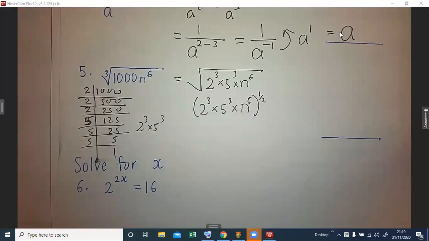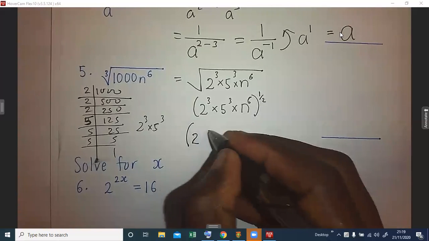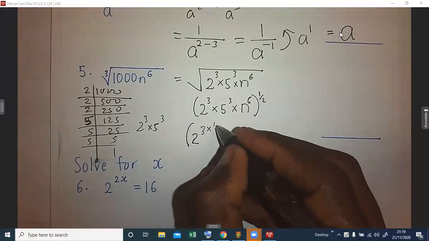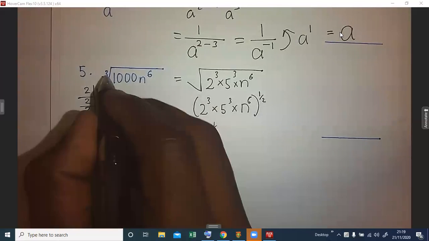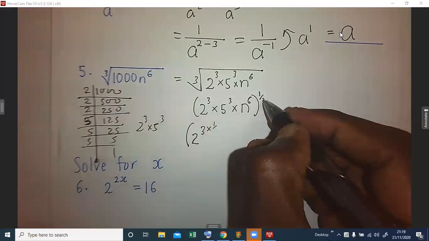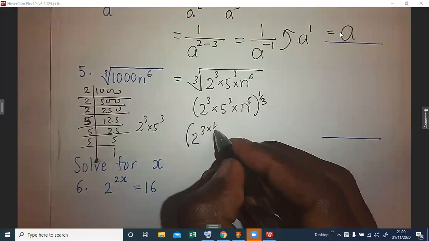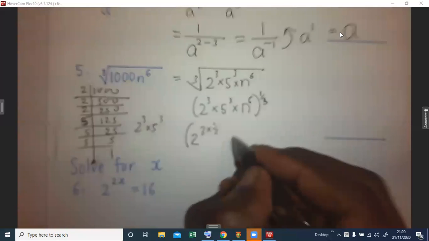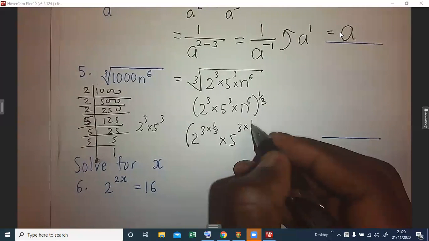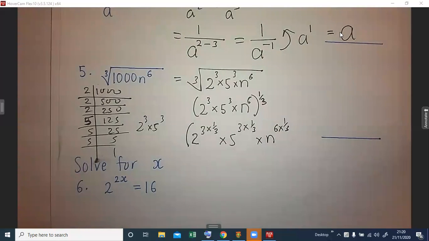Then we said, you multiply, no need of bracket anymore, 3 times the power, sorry, it was cube, not square in the question. So meaning it becomes power 1/3, not square. So here we have 2 power 3 times 1 over 3, times 5 power 3 times 1 over 3, times n power 6 times 1 over 3.